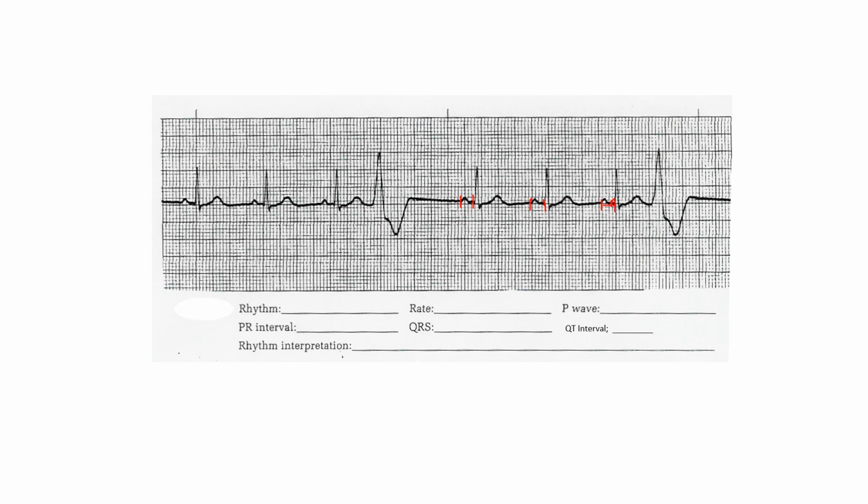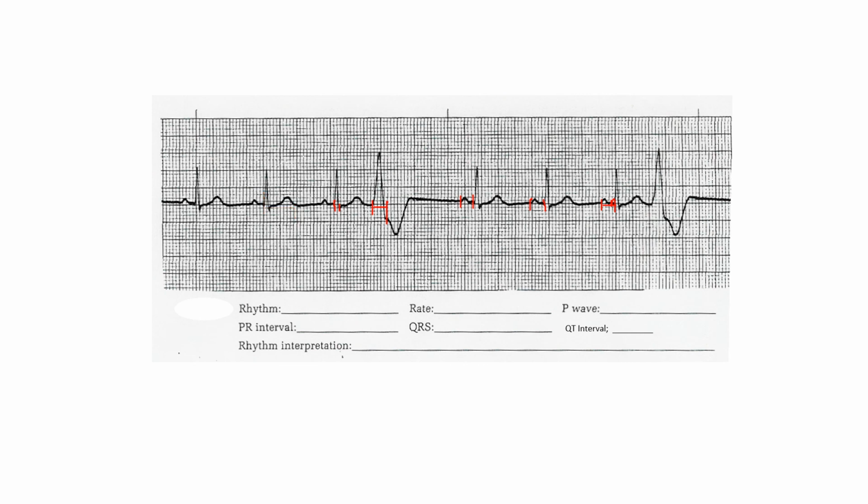So it's 0.12. Your QRS of your normal beats looks like about 2 boxes. If you were to measure your PVCs, I would say it's probably more like 3 to 4 boxes. Your QT interval looks like about 9 boxes, so 0.36, 0.38 maybe.